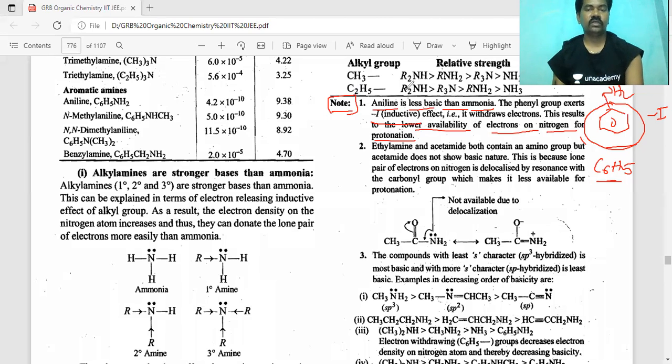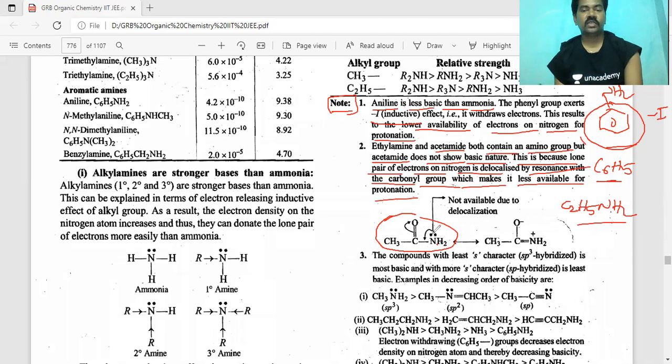Next, ethylamine and acetamide both contain an amino group, but acetamide does not show basic nature. This is because the lone pair of electrons on nitrogen is delocalized by resonance with the carbonyl group, which makes it less available for protonation. Ethylamine is C2H5NH2 and this is acetamide. In both, the NH2 group is present, but in acetamide there is a carbonyl group.